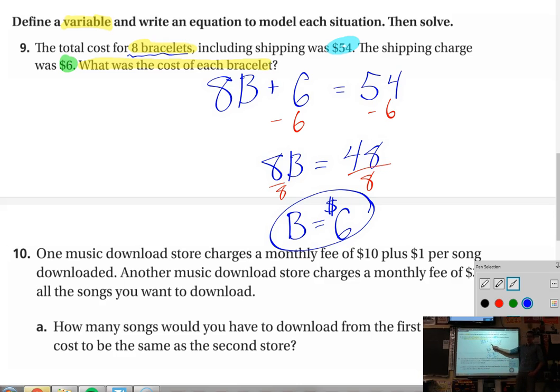Now another thing that we could do, if we're saying that each bracelet is $6, is say, okay, well, if this is the cost of one bracelet, then really I have 9 6s here, because this is 8 bracelets, and if they're $6, I have one more 6. Does 9 6s equal 54? You betcha.